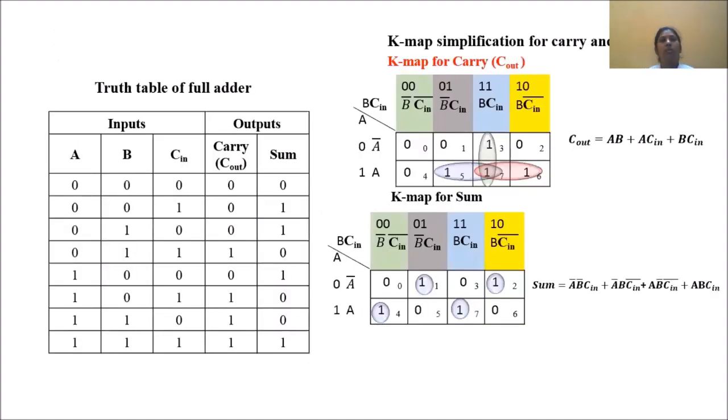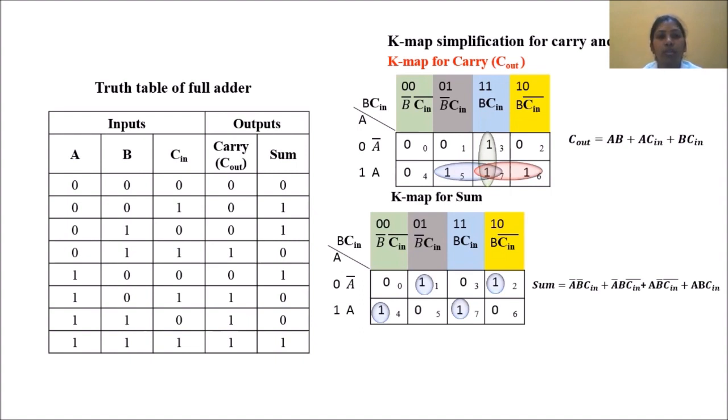Coming to the truth table of full adder, we have three inputs A, B and C in, and two outputs, C out, that is carry, and sum. We have to perform the addition of 3 bits, which is almost similar to the half adder. Only one difference is that addition of 3 ones, that is 1 plus 1 plus 1, gives 11, so the sum is 1 and carry is 1. Only that is the difference here.